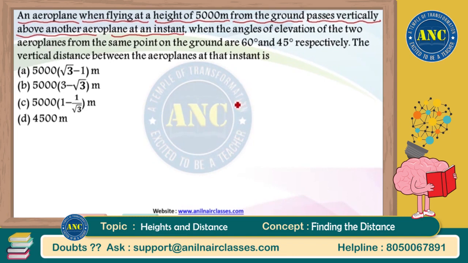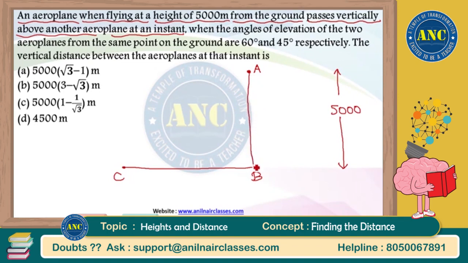Right? Let me draw it. An aeroplane when flying at a height of 5000 meters from the ground. This is the ground, sir. This point I will call B. This point I will call C. Now, there is an aeroplane which is flying here at a height of 5000 meters from the ground. According to the question, AB value is 5000 meters.